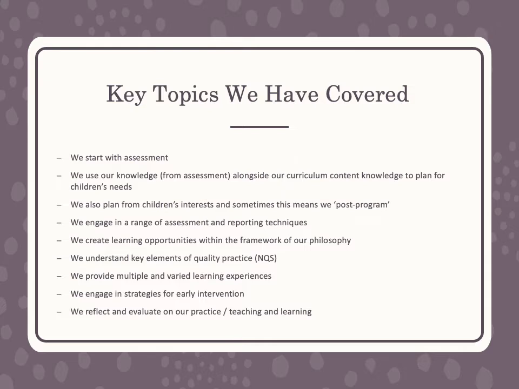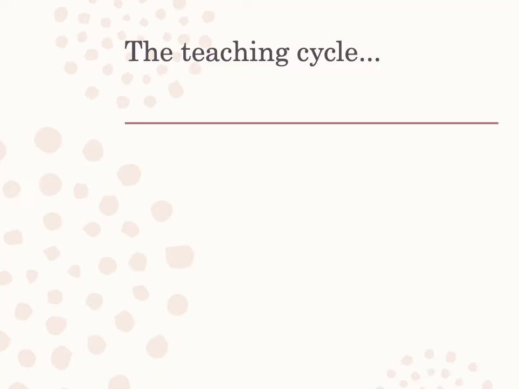So the key topics that we covered, we started off by looking at assessment, then we wanted to look at how we map our assessment to our curriculum knowledge and plan appropriately for the children. We then wanted to make sure that we started with their interests and possibly planning after we've already taught. We engage in a range of assessment and reporting techniques. We make sure we create authentic learning opportunities. We understand the role and the elements of our quality practice. We make sure that we provide lots of multiple and varied learning experiences for the children, as well as engage in our strategies for early intervention and taking us through our reflective practice.